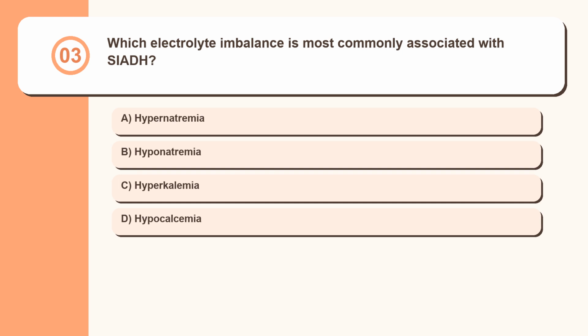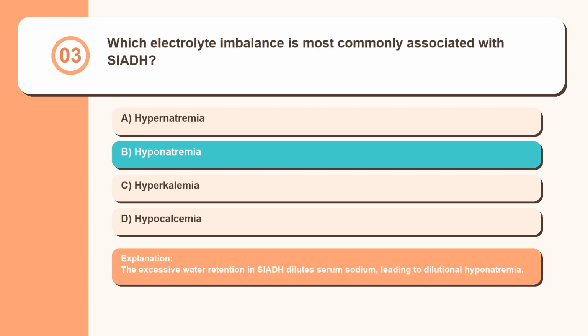Question 3. Which electrolyte imbalance is most commonly associated with SIADH? Hypernatremia, hyponatremia, hyperkalemia, hypocalcemia. The excessive water retention in SIADH dilutes serum sodium, leading to dilutional hyponatremia.